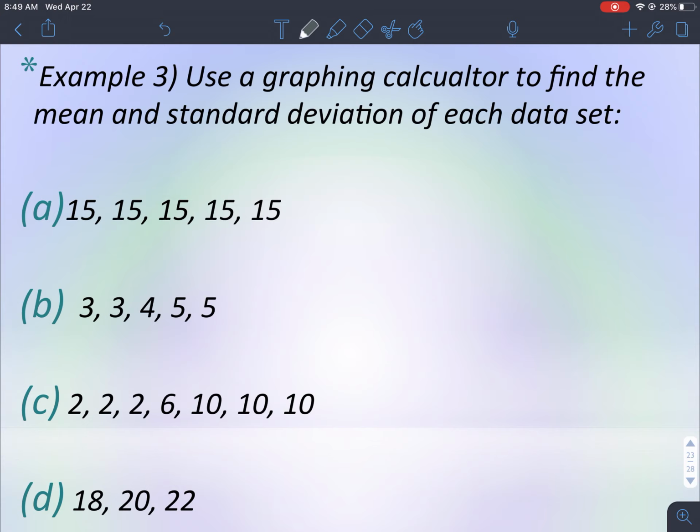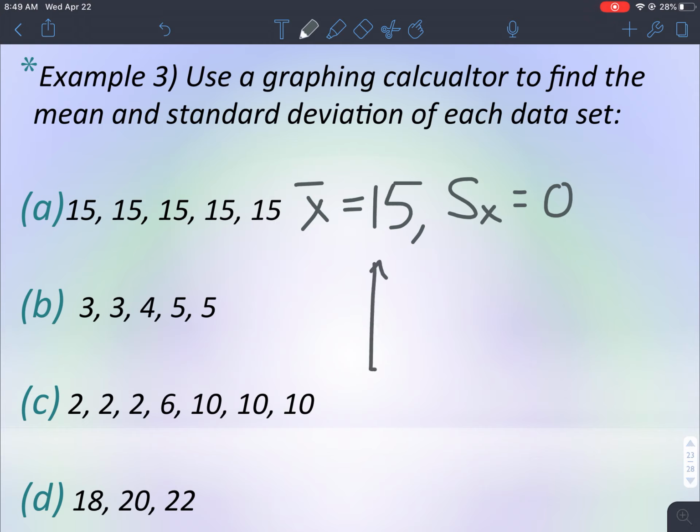Part A, the sample mean is 15. The sample standard deviation is 0. This makes perfect sense because all of the values are the same. So there is no variance in the values. Graphically, this would be a histogram with just a single bar. The data is not spread out at all.